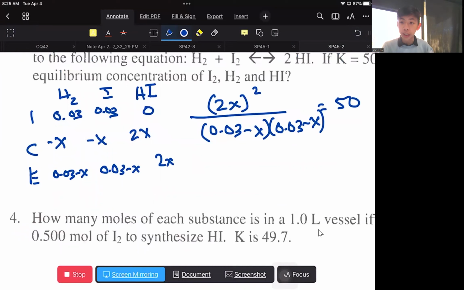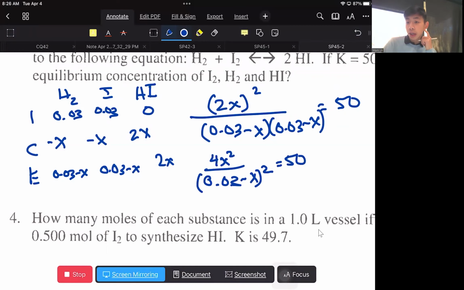So correct, it's right, reactants. There's 2 reactants and they're both the same. 0.03, 0.03. Right. So 2X squared is also 2X, both quantity squared is 4X squared, all over this is going to be 0.03 minus X squared, right? Because there's 2 of them.